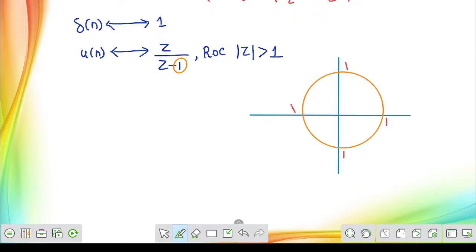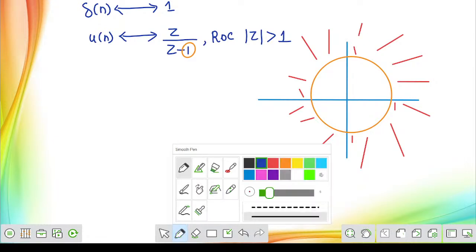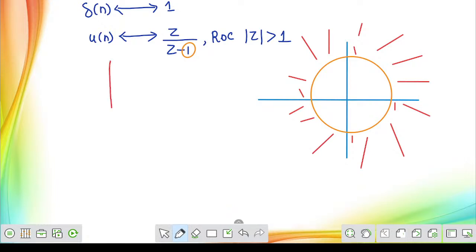First, we should draw a unity circle from the origin. After that, ROC will exist above the unity circle. So ROC is mod Z greater than 1. Why is it above the unity circle? Because we know u of n is a right-sided sequence. U of n is the signal which runs from 0 to infinity. If any signal runs from the right-hand side, that signal is called right-sided, and its corresponding ROC will be above the given point. The given value here is Z equal to 1, so mod Z should be greater than 1. This is the region of convergence, ROC, for the given function.